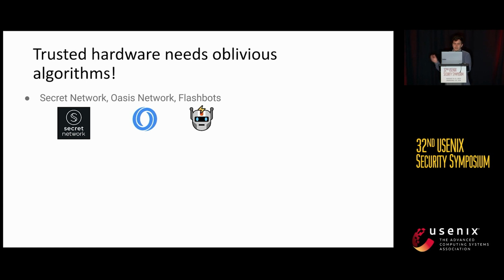And these oblivious algorithms and trusted hardware in general are needed everywhere, also in the blockchain space. There are several networks and MEV extractors that want to use SGX enclaves, and they want to guarantee to the users that they are not learning information about the data that's being processed.